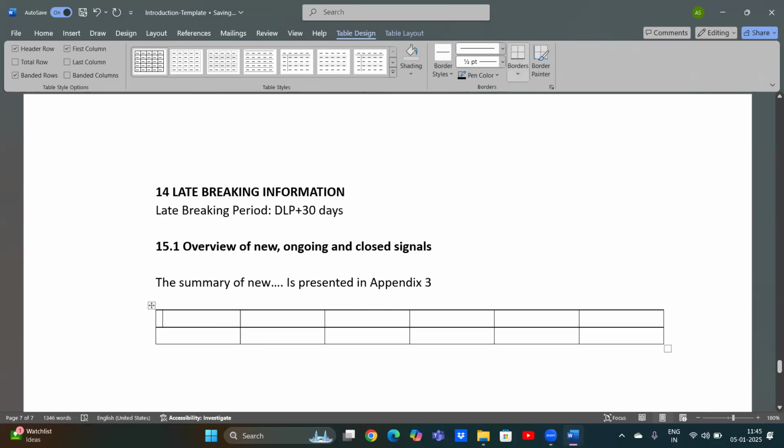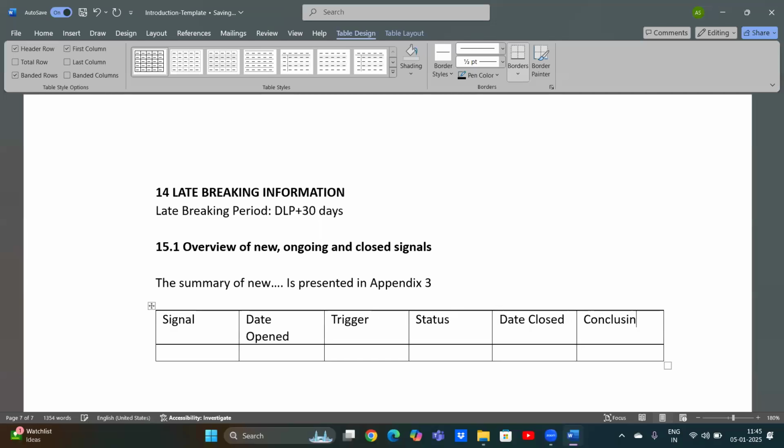Let's say this is the date opened first, then signal, then date opened, then trigger. Is the date opened the same as the date detected? No, I'll tell you. Date opened, trigger, and then status, date closed if applicable, and conclusion.